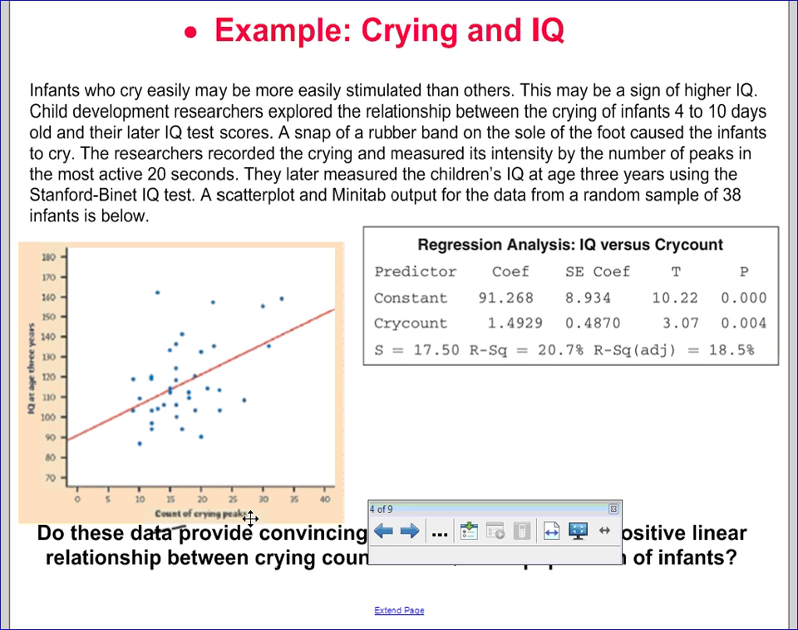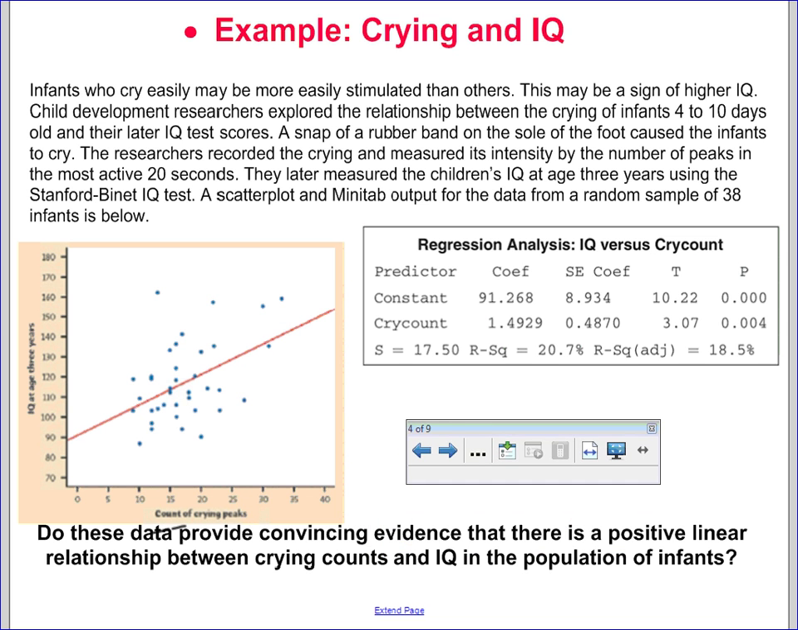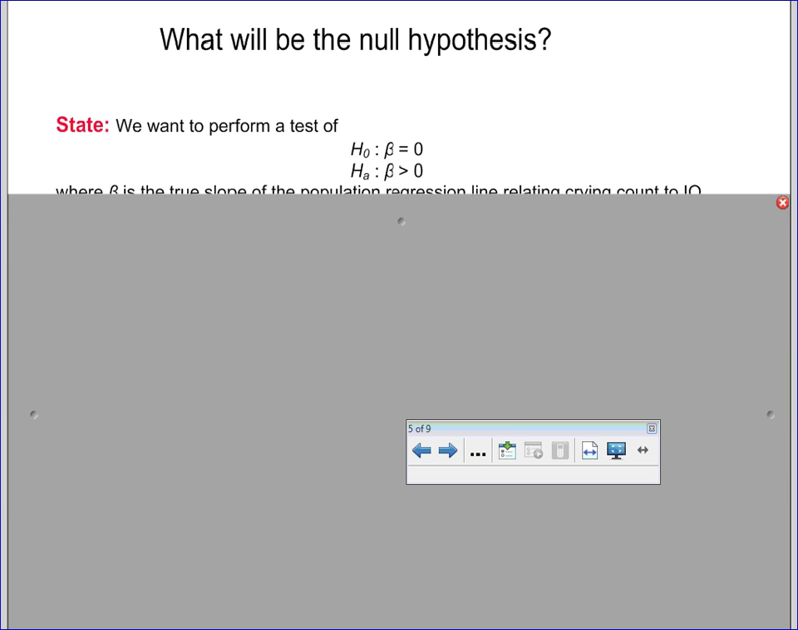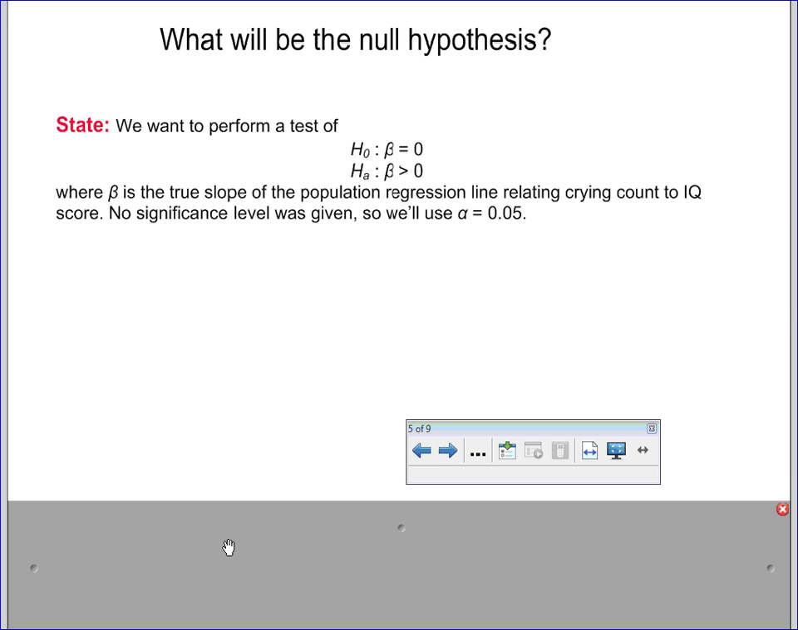And so does this data provide convincing evidence? So we're going to perform a test. And once again, our null hypothesis is that there is no slope. But remember, a line with no slope means that there is no relationship. No significance level was given, so we'll use alpha of 0.05. So this is always our first step: we state our null hypothesis and state what we're trying to do.